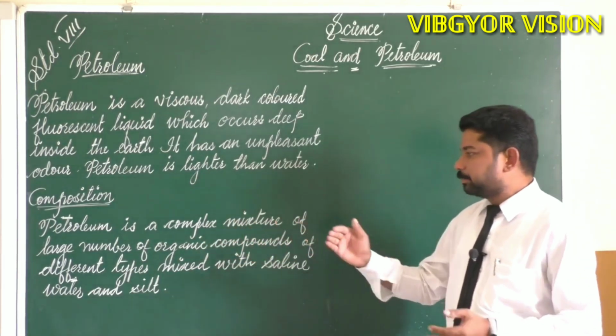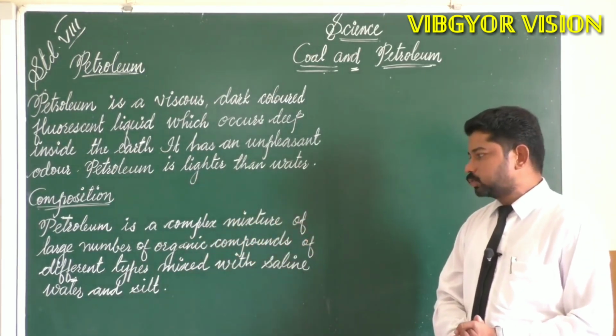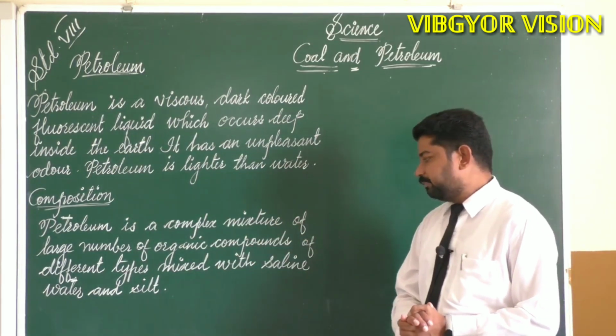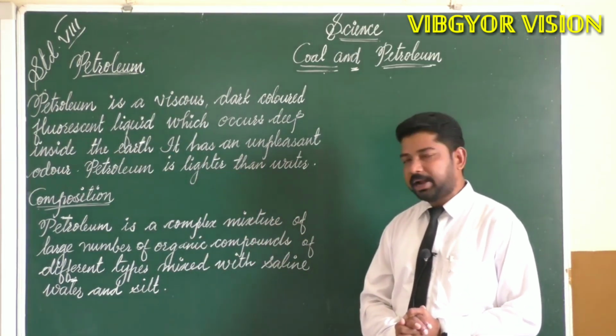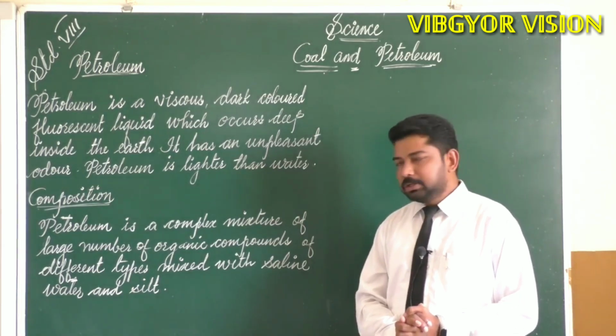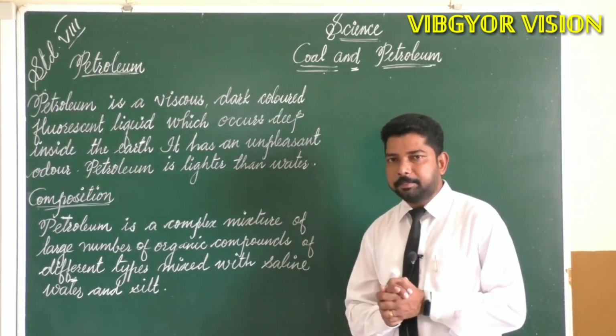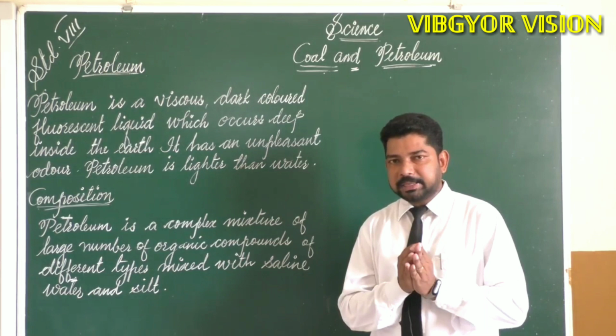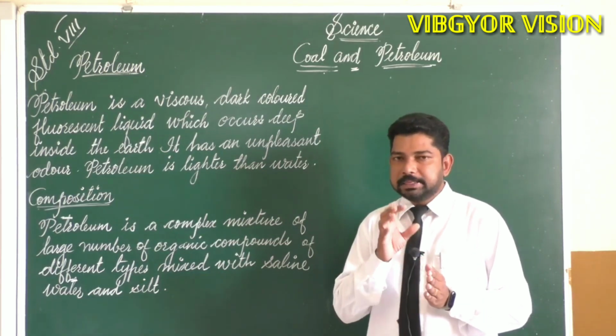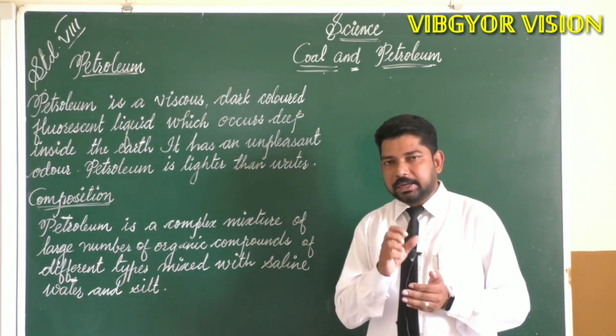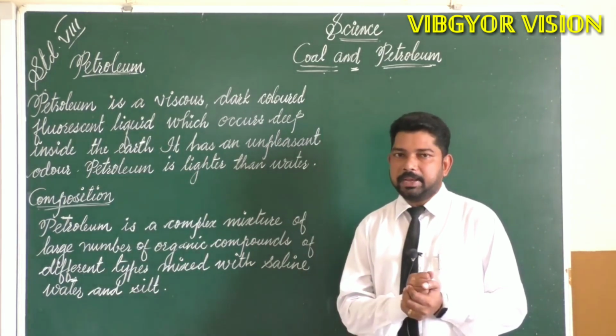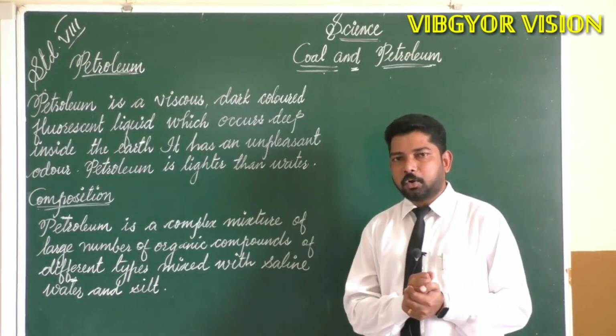Petroleum is a complex mixture of a large number of organic compounds of different types mixed with saline water and silt. So why is it mixed with saline water and silt? Because where the petroleum is extracted, once it was a sea, or it was formed from sea animals. So hope you have understood the composition.